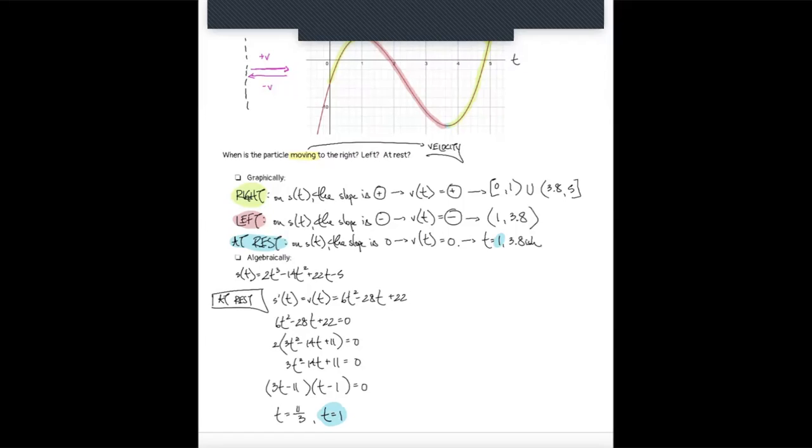The cool thing is, and I think this is cool, you may not, but it was kind of hard to guess. We were like, I don't know, it's around 3.8-ish. Turns out it is exactly 11/3. And that's one of the benefits of algebraic solutions: you can find the exact value, whereas sometimes on a graph it's a little bit harder to see. But your answers between the two should match.